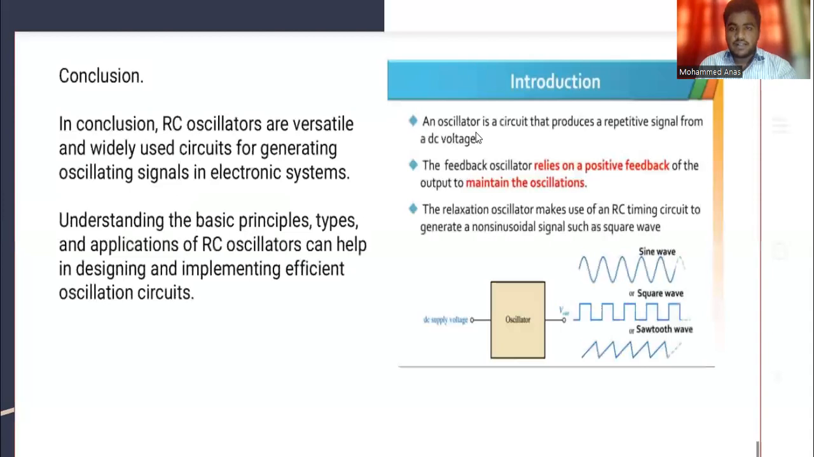An oscillator is a circuit that produces a repetitive signal from a DC voltage. The feedback oscillator relies on positive feedback of the output to maintain the oscillation. The relaxation oscillator makes use of an RC timing circuit to generate a non-sinusoidal signal such as a square wave. Here, the DC supply voltage given to the oscillator gives an output V0 that will be a sine wave, cosine wave, or sawtooth wave.